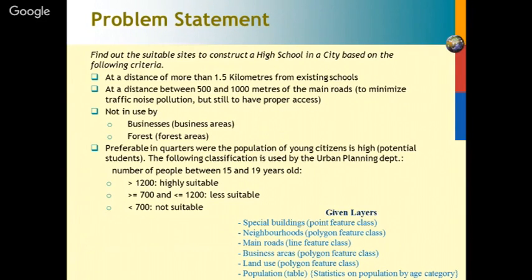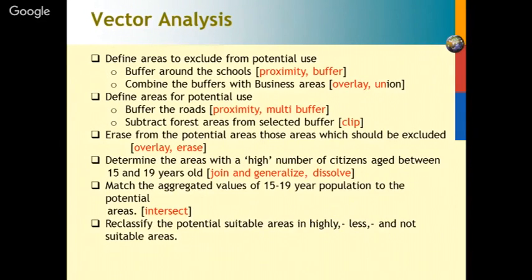When all these data sets are given to a GIS analyst, he or she needs to solve the problem given here. To solve these problems, we'll look at the exercises we carry out in GIS in two ways. One is what we call vector analysis, which works on all the different vector data sets. What we need to do is use tools like proximity or the buffer tool.